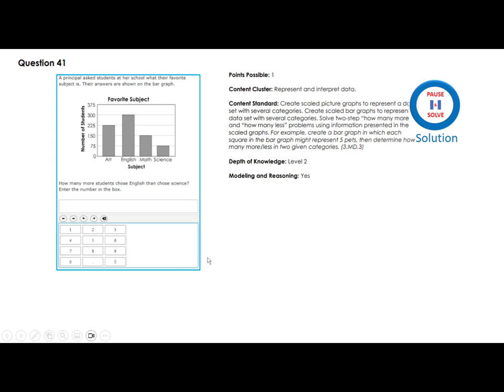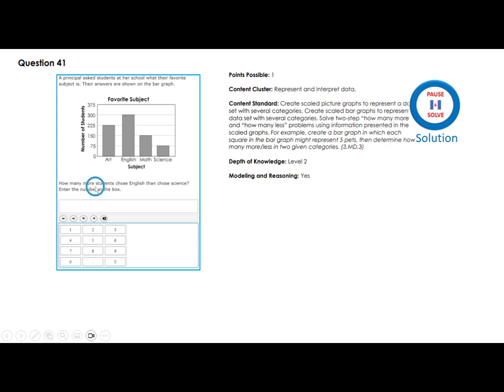A principal asked students at her school what their favorite subject is. Their answers are shown on the bar graph here. You need to understand those graphs. Art, 225 chose art. English, 300 students chose English. Math, 150. Science was not very popular, only 75 people chose science.